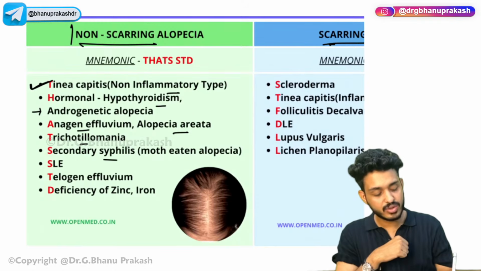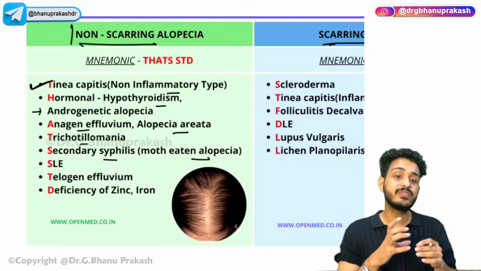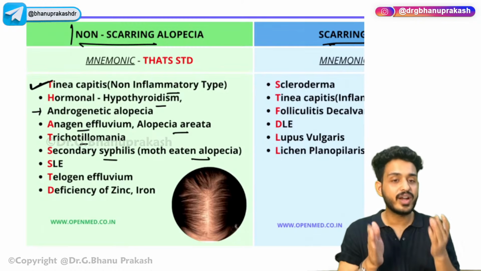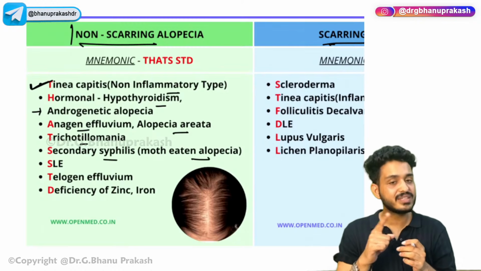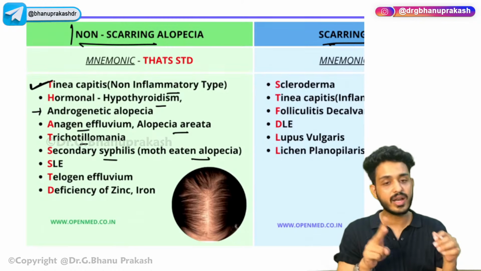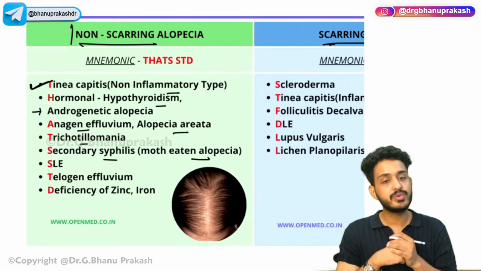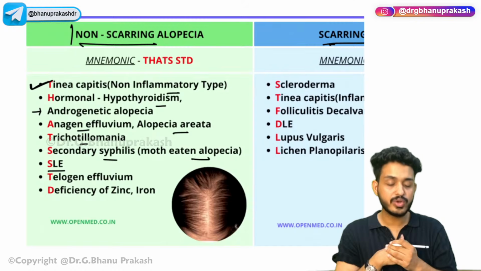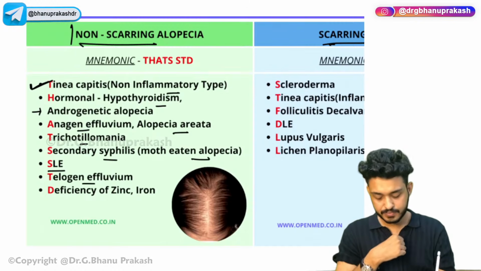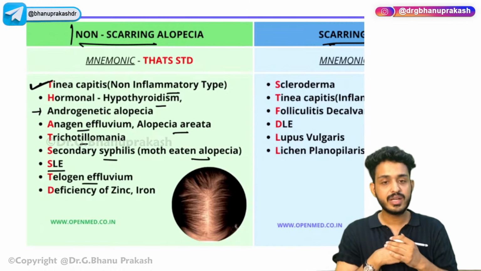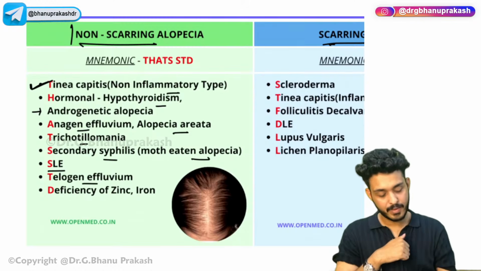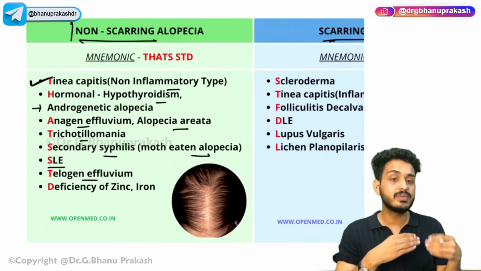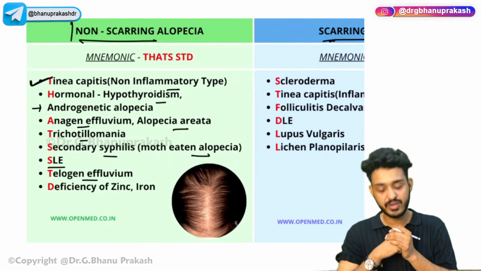Secondary syphilis, also known as moth-eaten alopecia, we will find in secondary syphilis. What is the lesion you will find? These are your condyloma lata. In primary syphilis you will have chancre, in secondary condyloma lata, in tertiary syphilis you will have gummas, that is basically granulomas. SLE will show you non-scarring type of alopecia. Telogen effluvium means there will be some kind of hair loss after some diseases, and you will find some history of a disease.